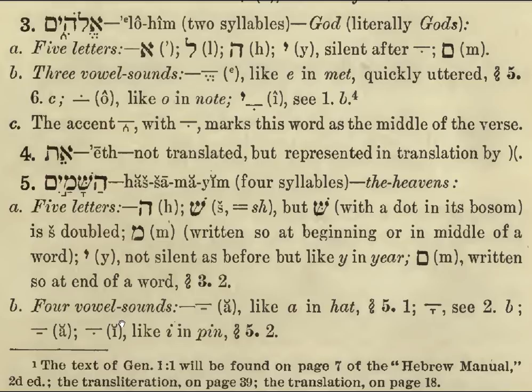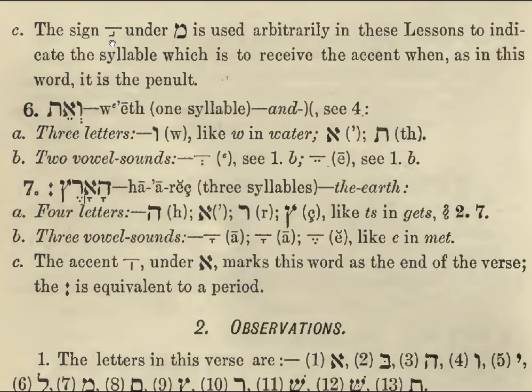There are four vowel sounds in this word. A here, and A again. Ha, ha. It's not ha, but ha. It's not ha shemayim, but ha shemayim. This is a here, and e here. Ha shemayim. The sign here, which is under the mem, is used arbitrarily in these lessons to indicate the syllable which is to receive the accent when, as in this word, it is the penult, that's not the last syllable in the word, but the one before.